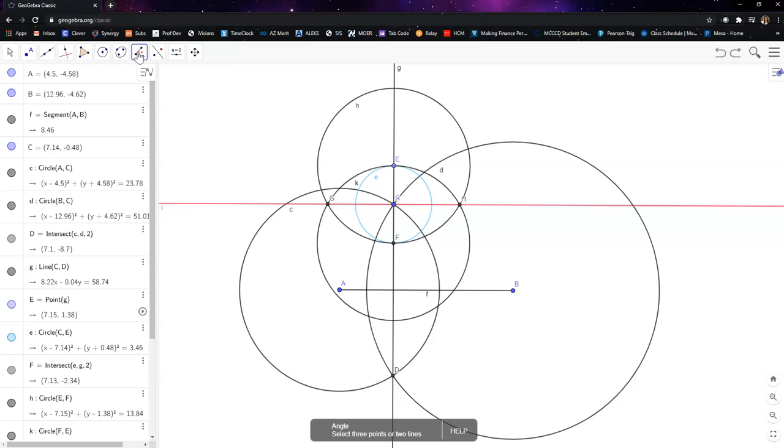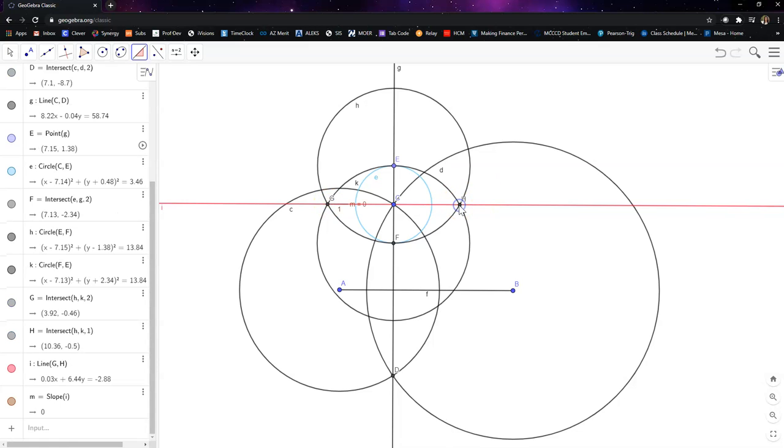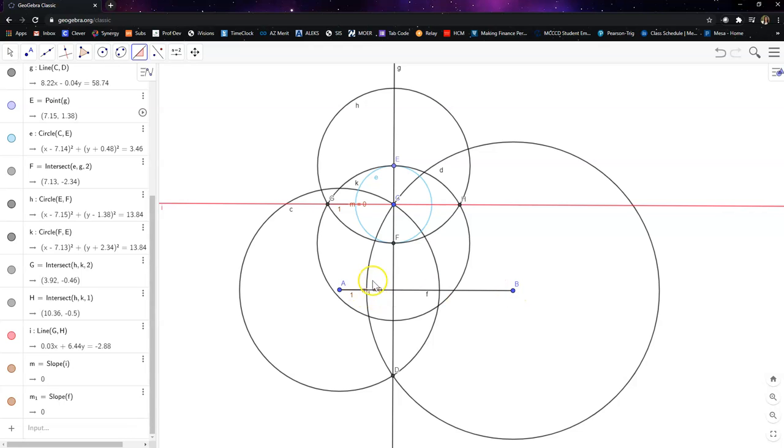The way I can check to make sure that these two lines are parallel is if I go to the angle measure, I can check slope. I'm going to click G to H, and it tells me my slope is 0. If I go A to B, it also tells me my slope is 0. So because the two slopes are the same, that means my lines are parallel.